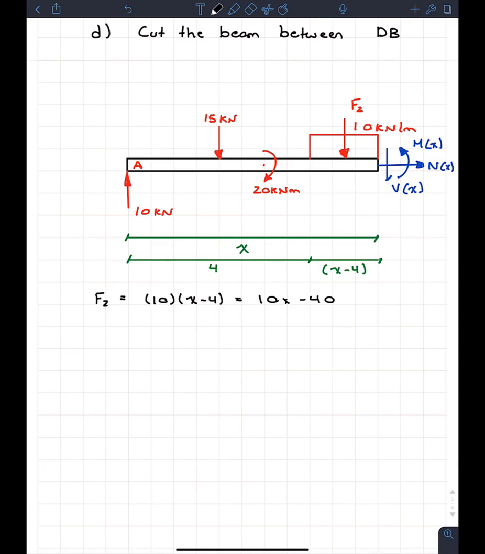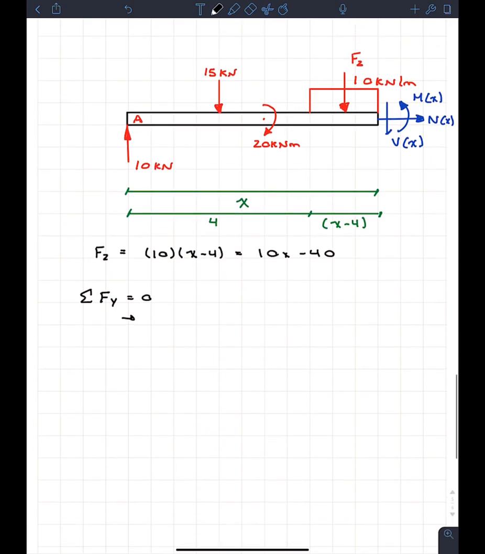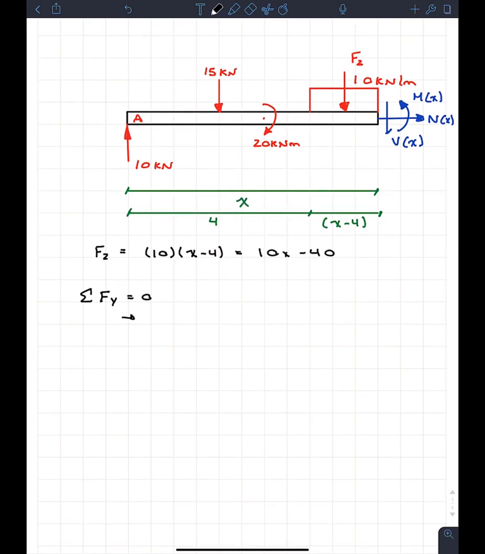So now what we can do is equilibrium, and we'll go sum of the forces in y is equal to 0. And when we do that, we just go left to right, sorry. So we've got 10 kilonewtons going up. We have 15 kilonewtons going downwards. And then we have F2 also going downwards, so we're going to go minus and then 10x minus 40. And at the very end, we have a V of x going downwards.